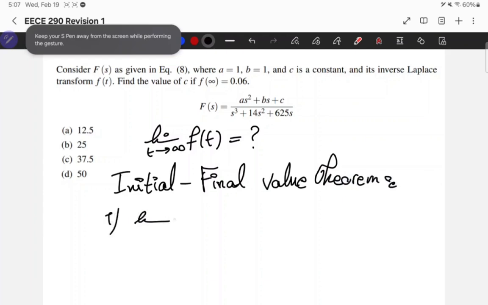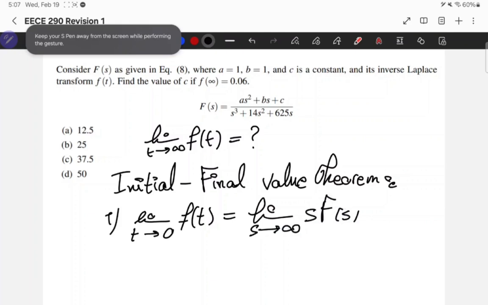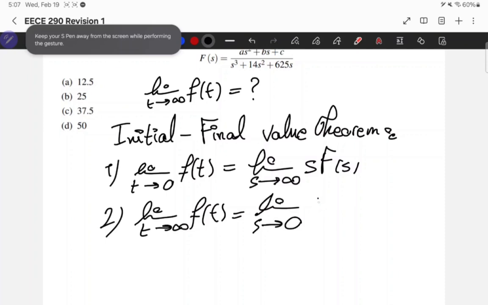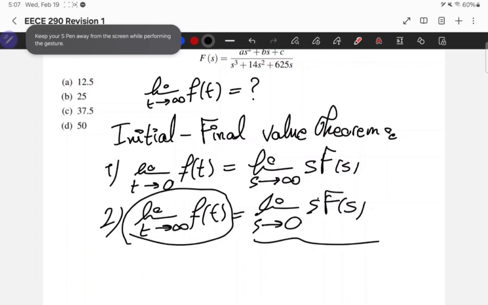First of all, it tells you that the limit as t tends to 0 of f of t is exactly the same as the limit as s tends to infinity of s f of s. Second, that the limit as t approaches infinity of f of t is equal to the limit as s tends to 0 of s f of s. Two things. Now here I need this limit, so instead let me compute this.